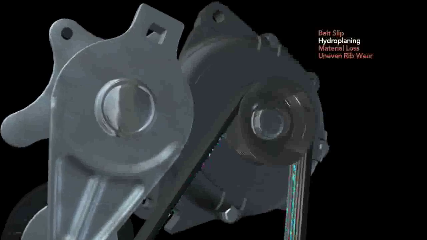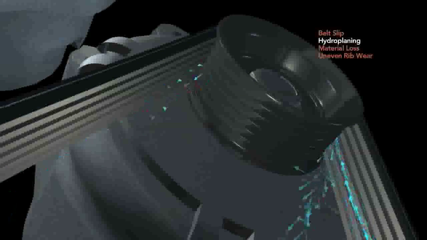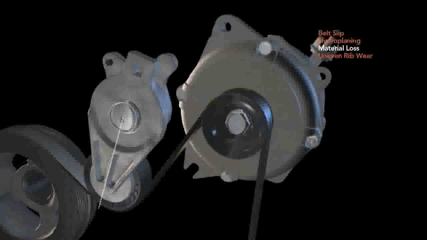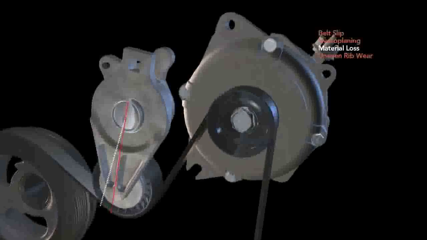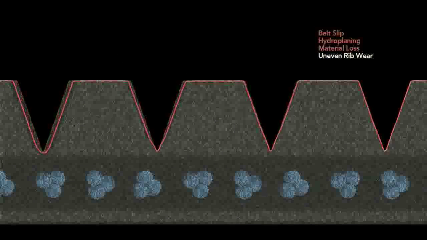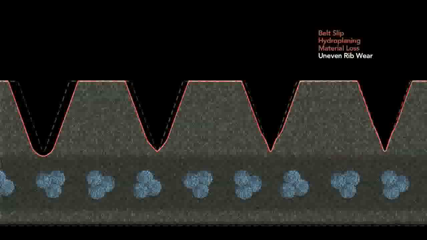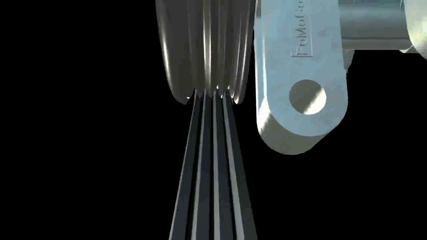If water cannot be channeled away between a pulley and a worn belt, hydroplaning will reduce the transmission of power within the system. Material loss can also change the effective length of the belt, moving the tensioner beyond its take-up range. When this occurs, accessory performance is reduced. If uneven rib wear is detected, this may indicate pulley misalignment or failure of the internal components of the tensioner. The resulting noise, vibration, and increased heat can cause other components to fail.